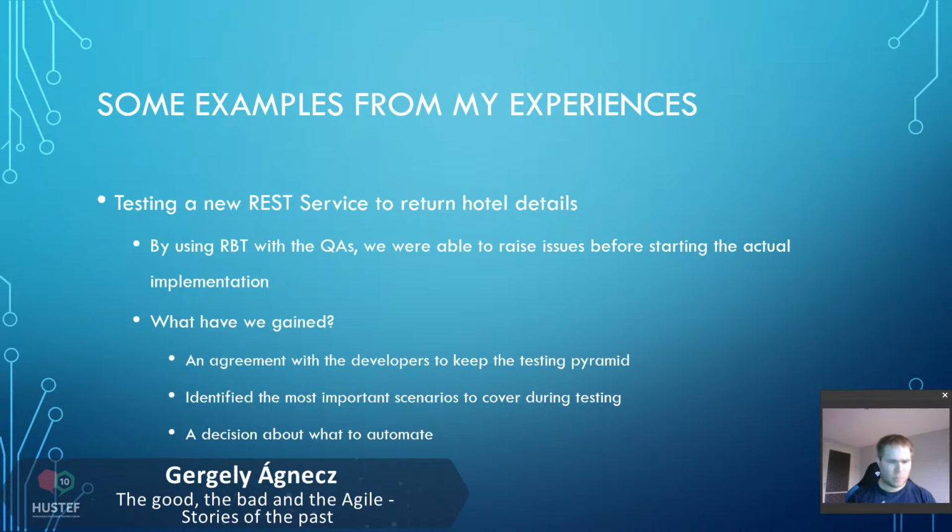And of course, the third point is very important from a team perspective: a decision about what to automate, because as you also know, we don't automate everything. We automate what is worth automating. And here, even before the start of the sprint, we had the agreement on what should be automated and what should not. So it was a very good example, I think, and it shows the strength of RBT, how it can help our QAs in their daily work, and with a good user story, of course.